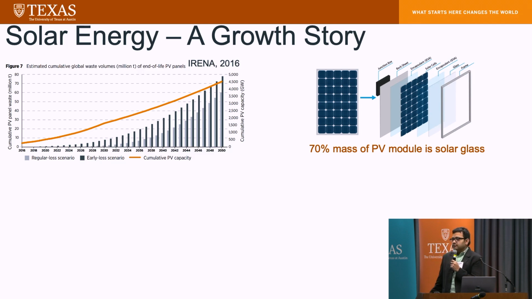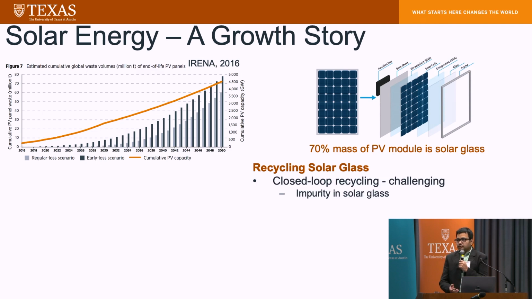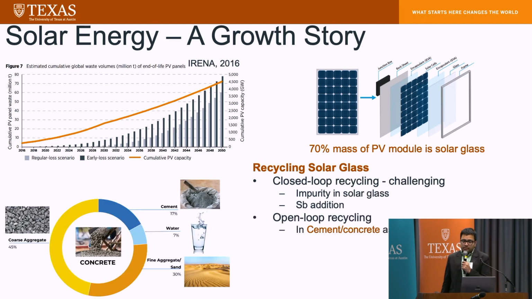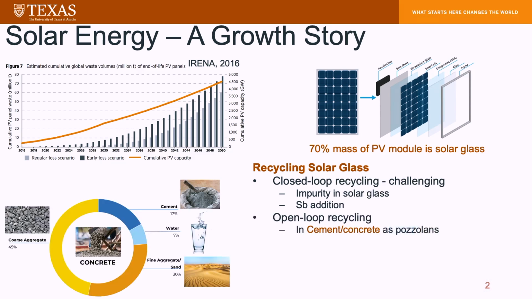Specifically, the aluminum frame is very easy to recycle. Companies are interested in recycling the solar cells as well because they have precious metals in them. But the glass component is hard to recycle because when people separate the solar modules, you have impurities that go into the solar glass, so you cannot make solar glass again from the waste solar glass. So that's why it's very hard to do closed loop recycling of solar glass panels. And that's why we are looking at open loop recycling.